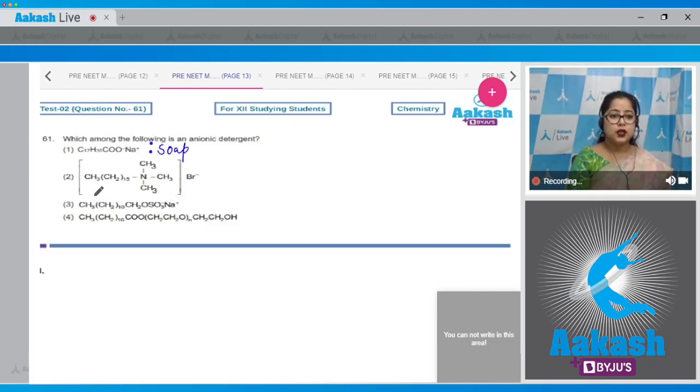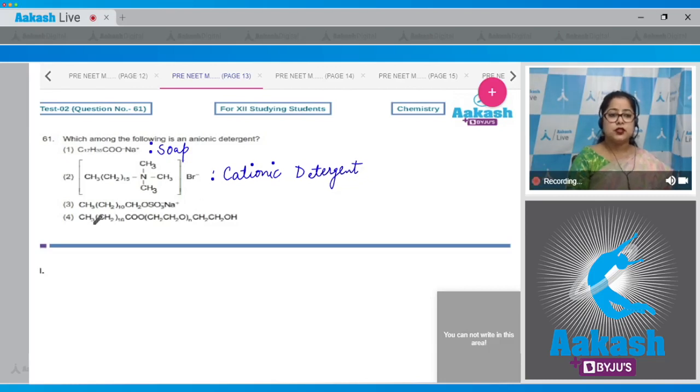Moving to next. CH3(CH2)15N⁺(CH3)3 Br⁻. Students, this is cetyl trimethyl ammonium bromide, which is a cationic detergent. So here I'm writing cationic detergent.